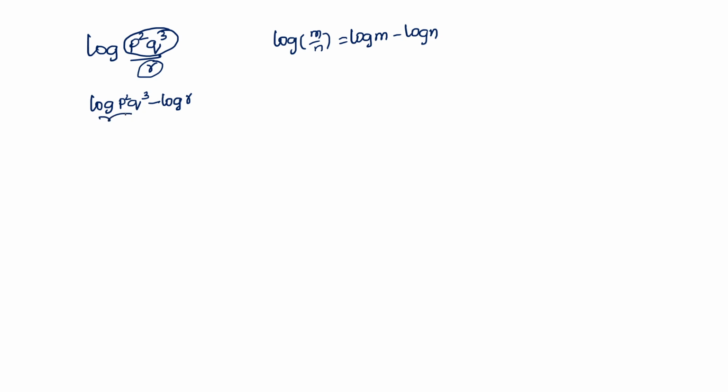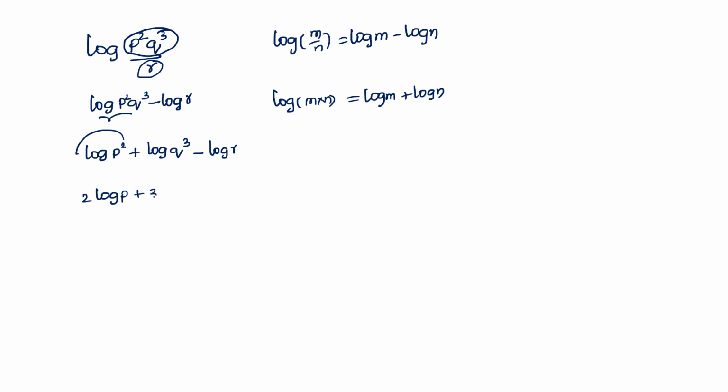Now again there are two numbers being multiplied inside the log. So whenever there are two numbers multiplied inside the log, it can be written as log m plus log n. So it will be log p square plus log q cube minus log r. So then we can send this power to this side. It will become 2 log p plus 3 log q minus log r.